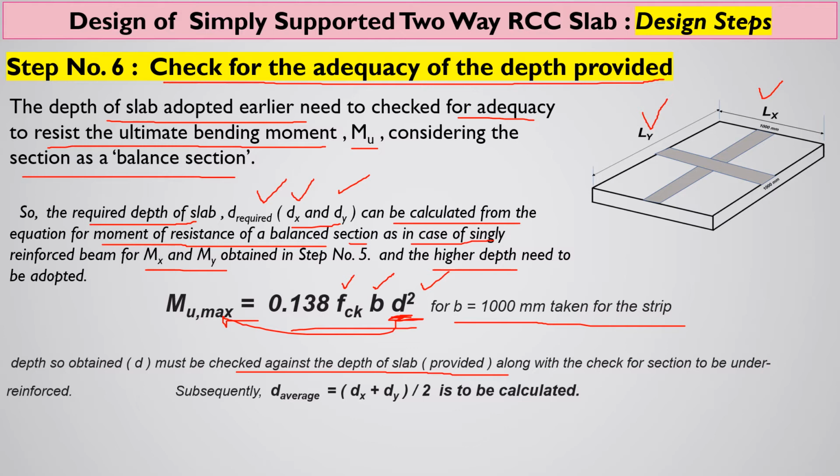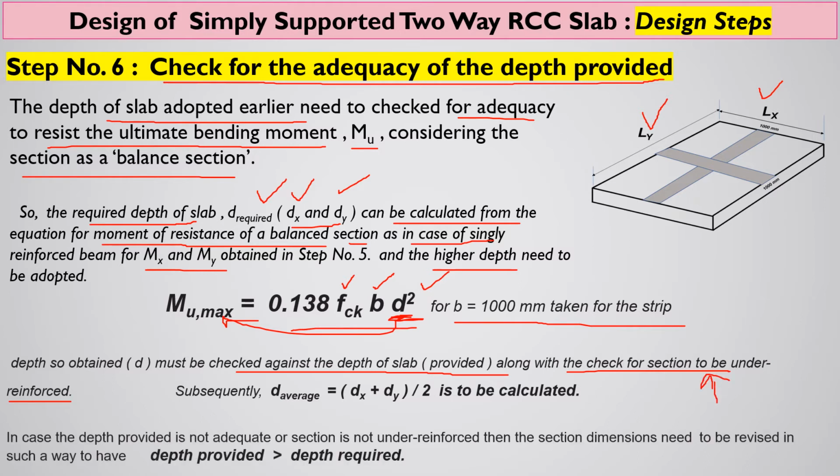And in the previous step, whatever depth we have provided, we have to compare these two values along with the check of section, whether it is under-reinforced or over-reinforced. So this step, the check for under-reinforced, we are already aware of, we have applied in the case of a singly reinforced beam as well as a one-way slab. So whatever the values we got, dx and dy, we will average these two. So the average value will be noted down.